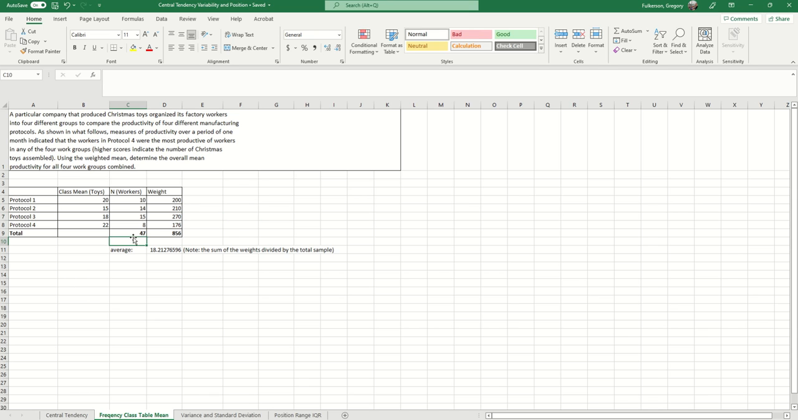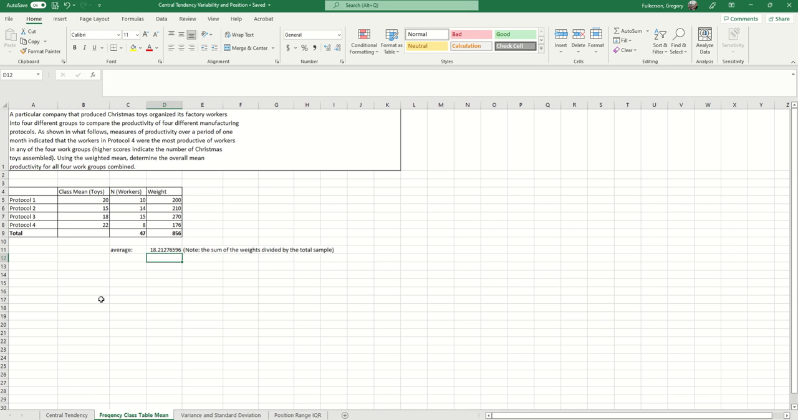Okay, then we have totals down here. So this is just going to be the sum of this column. And this is also the sum of this column, right? D5 to D8. And the reason we took those sums is so we can calculate an average. So you can see the average number of toys across groups was 18.2, and the way that was calculated was by taking the weight, so that 856, and dividing it by the number of workers total, which is 47. So D9 divided by C9.